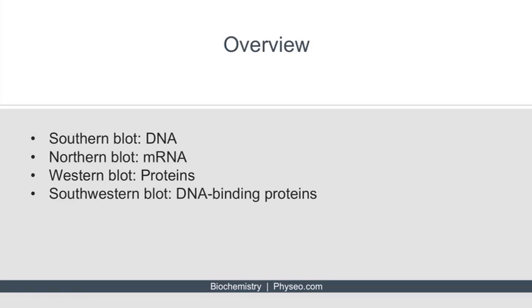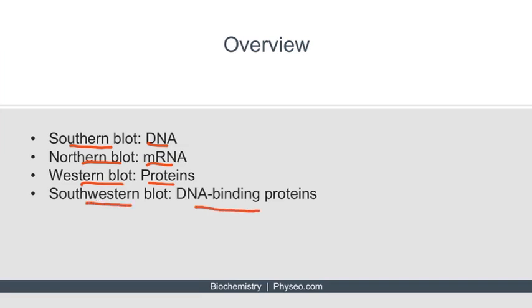Let's get started. Blotting procedures are laboratory techniques that are used to identify specific molecules, including nucleic acids, proteins, and DNA binding proteins. As you can see from the slide, a southern blot is used to identify DNA. A northern blot identifies mRNA, a western blot identifies proteins, and a southwestern blot identifies DNA binding proteins.